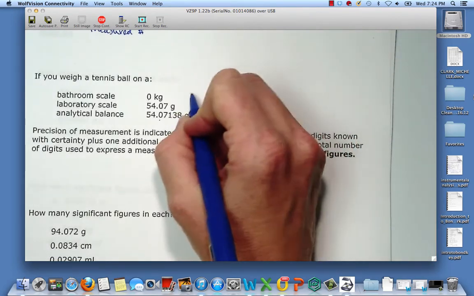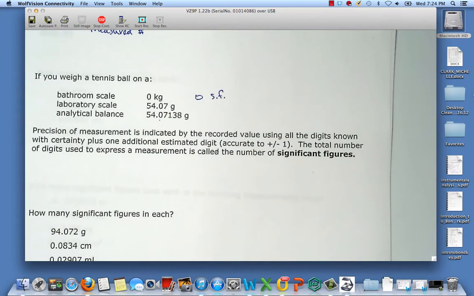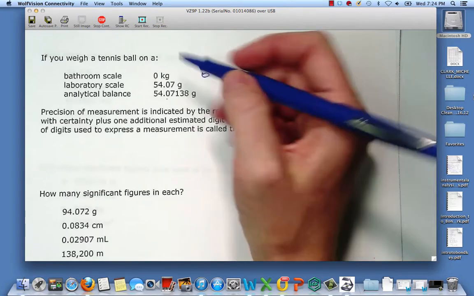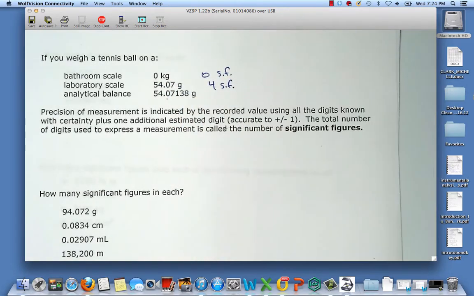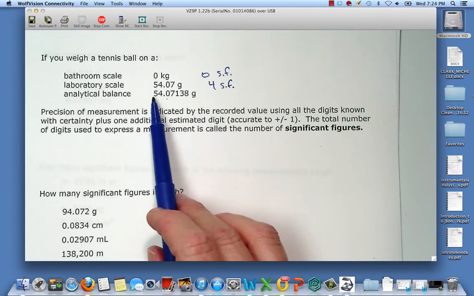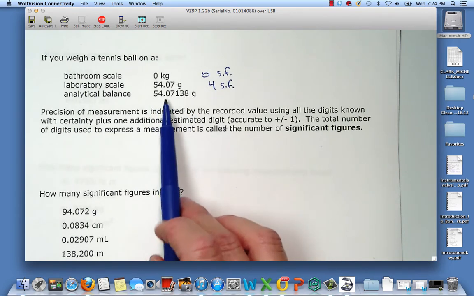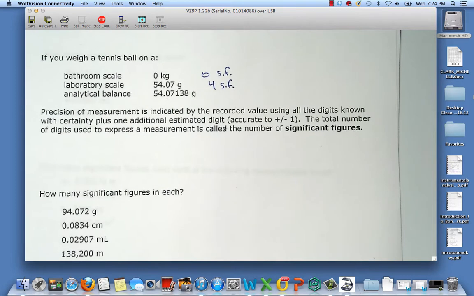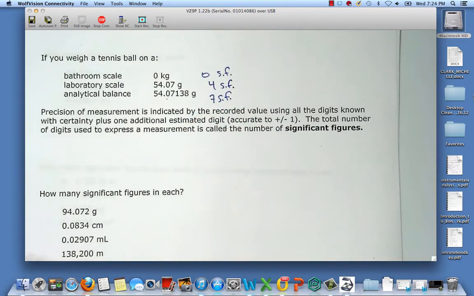No sig figs, so 0 sig figs. What about the laboratory scale? So 1, 2, 3, 4, so 4 sig figs. The analytical balance, 1, 2, 3, 4, 5, 6, 7. Because this 0 is sandwiched in between two non-zero digits, because 7 isn't a 0 and 4 isn't a 0, it is significant. So 7 sig figs.